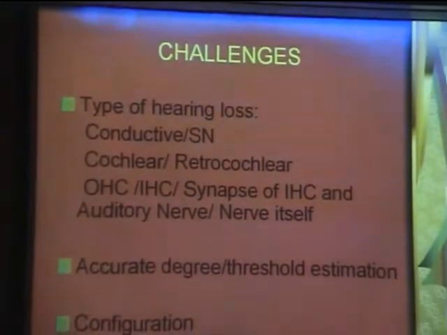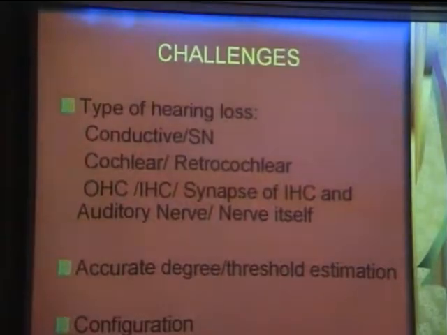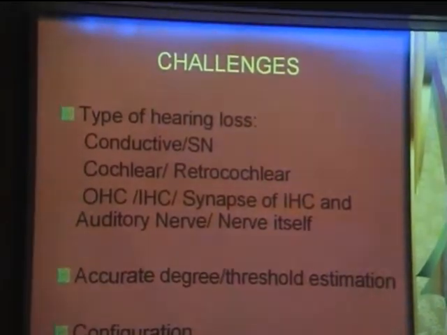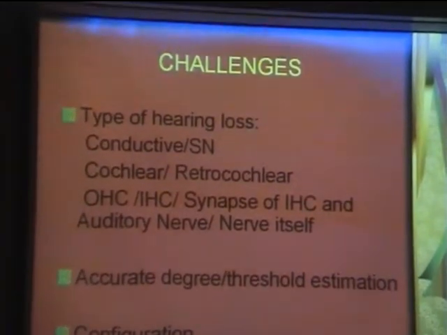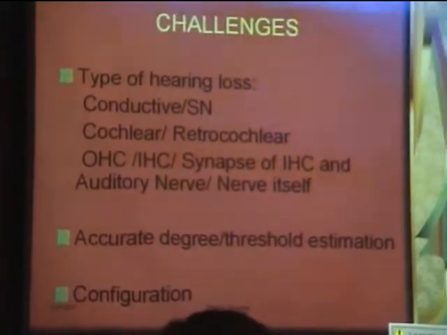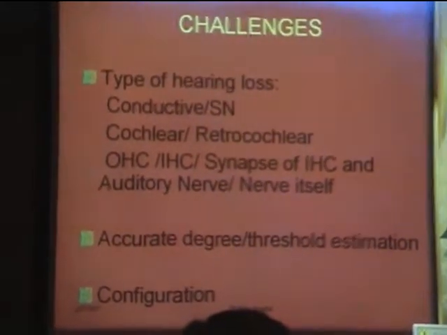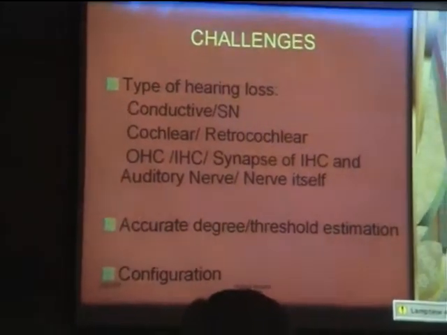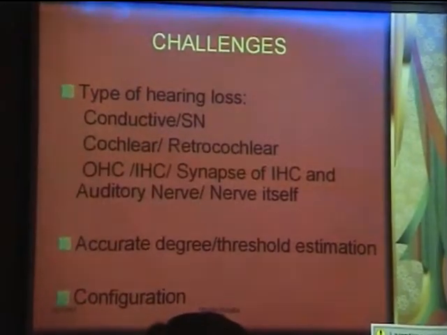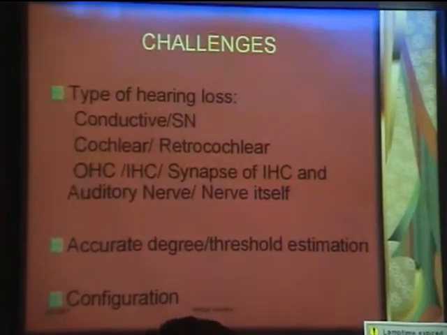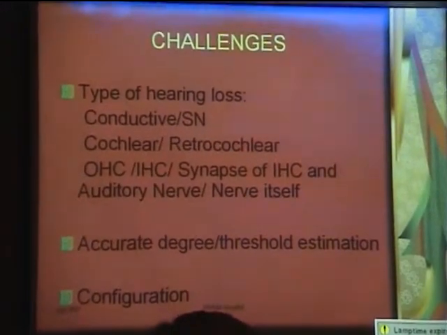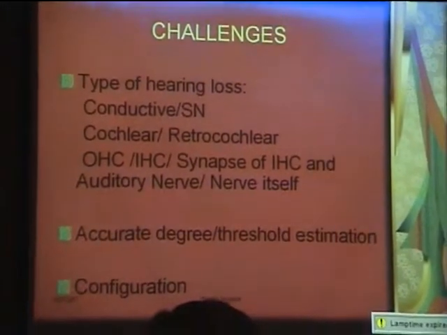The challenges which we face today are to know the type of loss. This itself has undergone a radical change in the last few years, where earlier we were happy to know only whether the loss was conductive or sensorineural. Today we need to know not only whether it is cochlear or retrocochlear, but also whether the site of lesion is at the outer hair cell or the inner hair cell, or the synapse of the inner hair cell and the auditory nerve, or the nerve itself. We also have the challenge of knowing the accurate degree or threshold estimation and the configuration, which will help us in good digital hearing aid fittings.